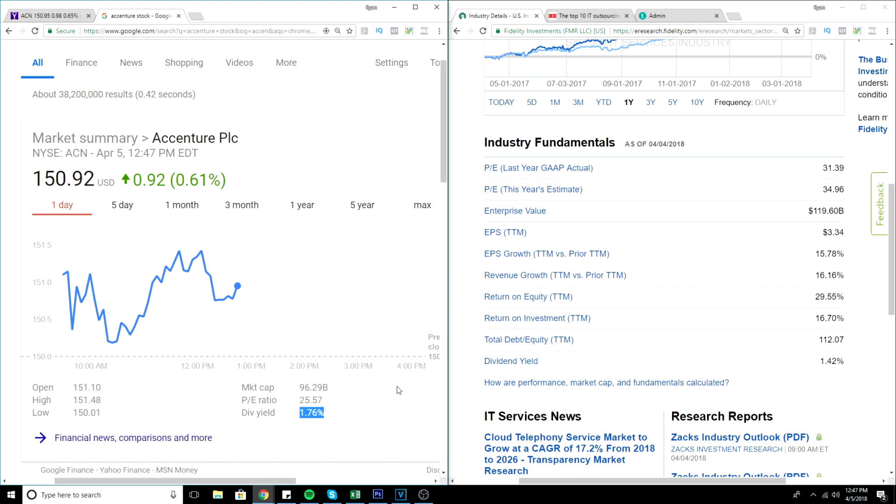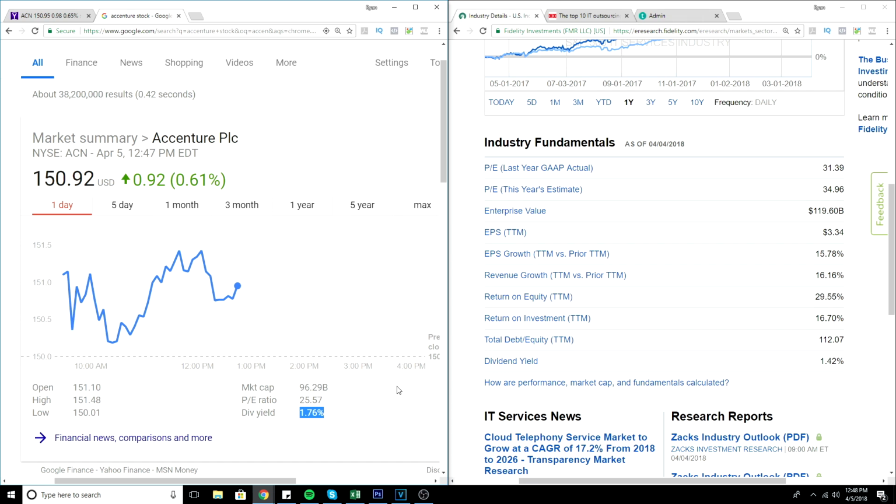But that is pretty much the process here of identifying a breakout sector, deciding on an industry, finding potential investments, and doing some very basic fundamental analysis. Now, would I at this point invest in Accenture? I would not. I would do a lot more research.